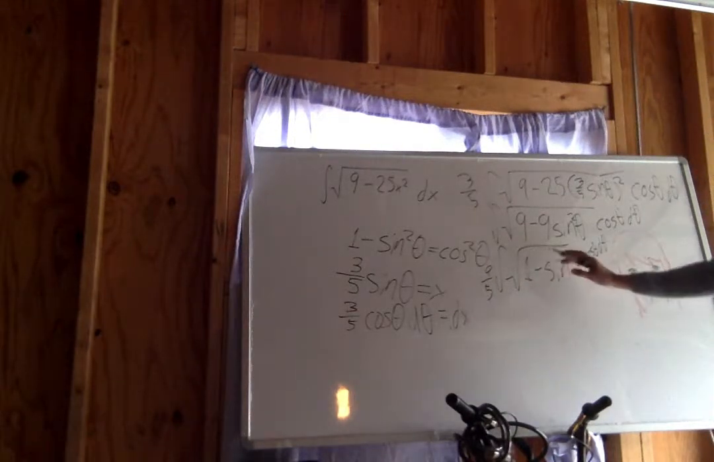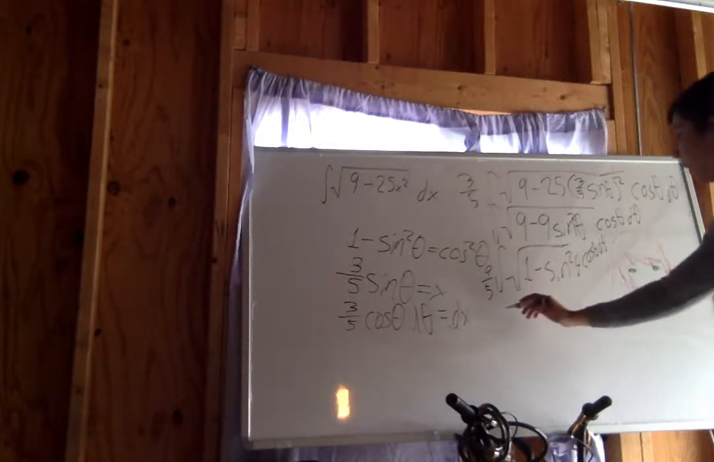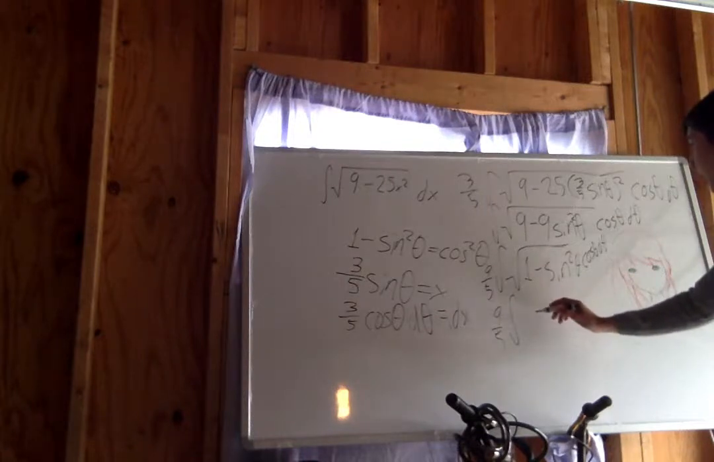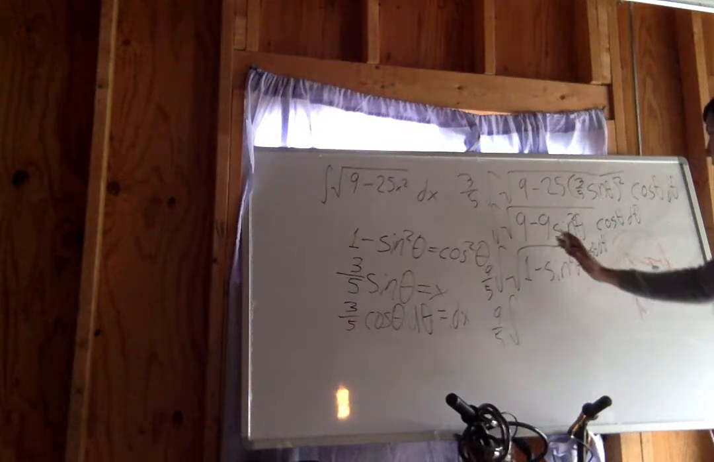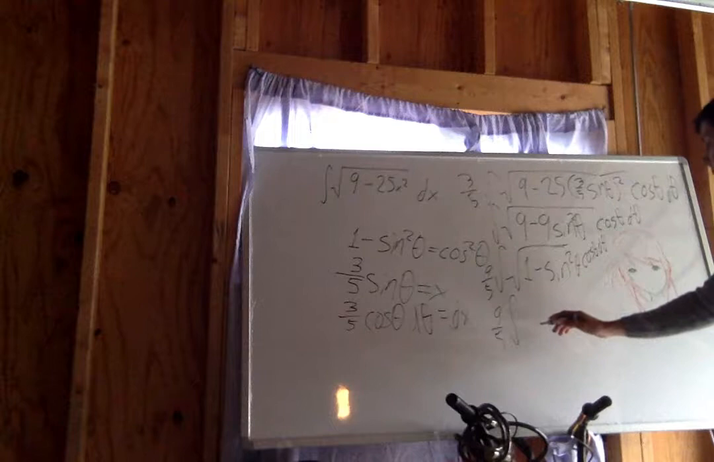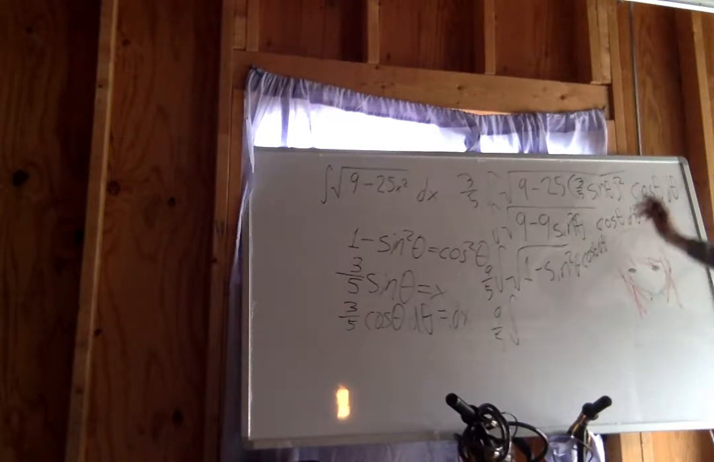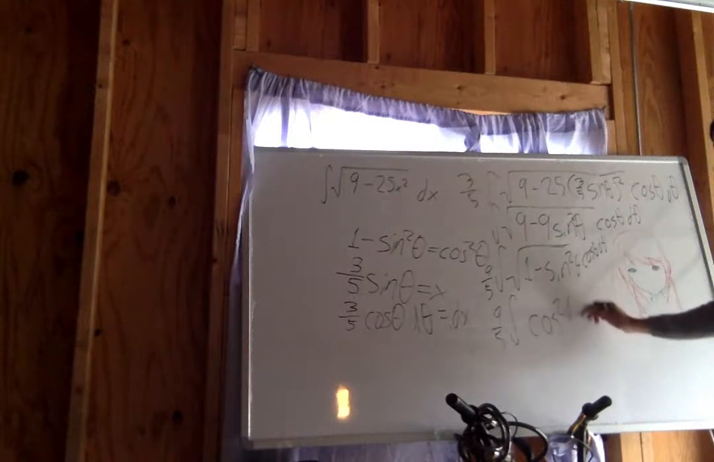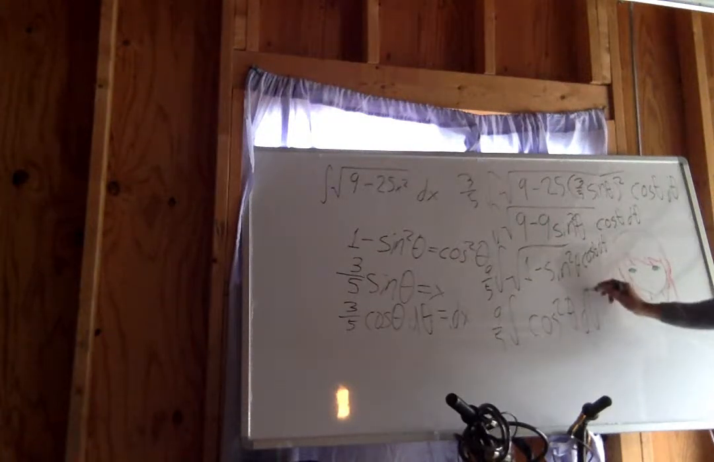Now, this is cosine squared theta. It's square rooted. So we're left with 9/5 integral of, if you have a squared and then you square root it, it's just cosine theta. Cosine theta times the cosine theta from over here is cosine squared theta. Cosine squared theta, d theta.